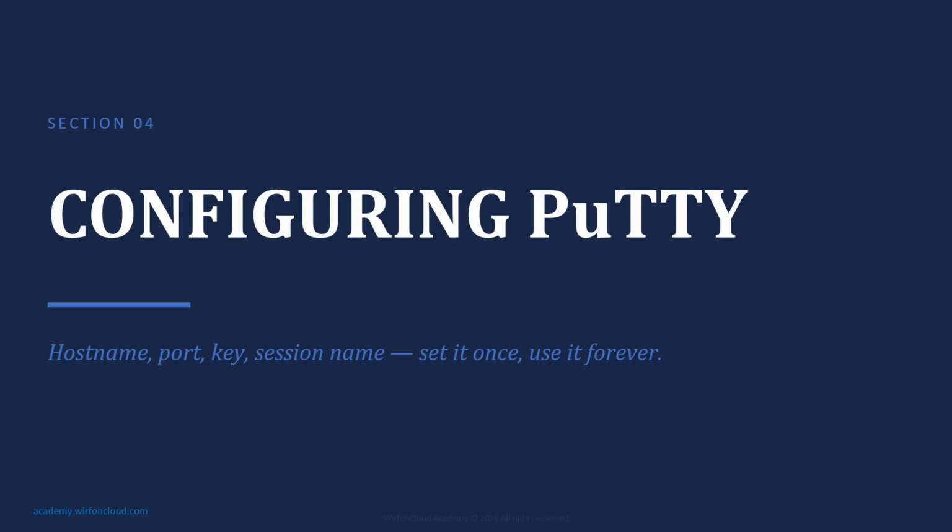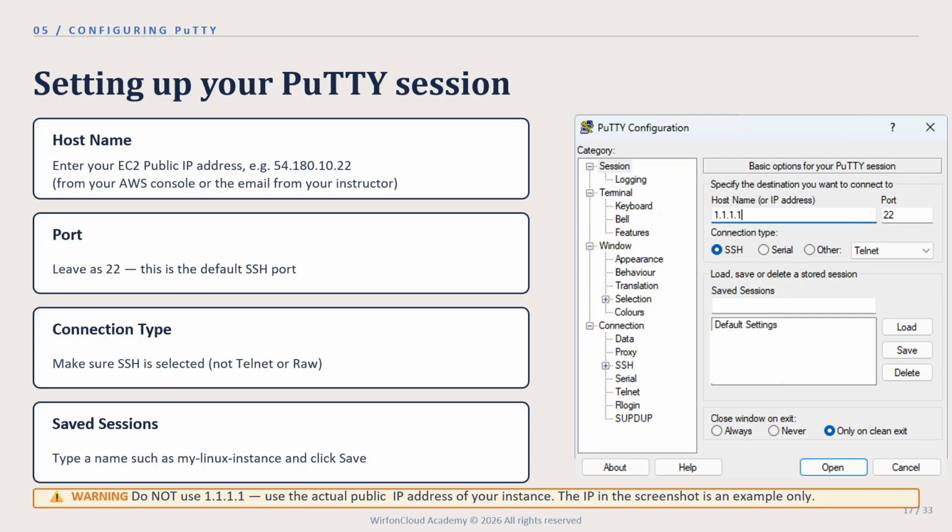Now, configuring PuTTY, this is the most important step of everything that we're going to do. You need your host name, the port, the key, the session name. You set it once and you use it forever. So basically, these are the steps that you will follow. Setting up your PuTTY session, you need to launch PuTTY. I'll show that in the next steps.